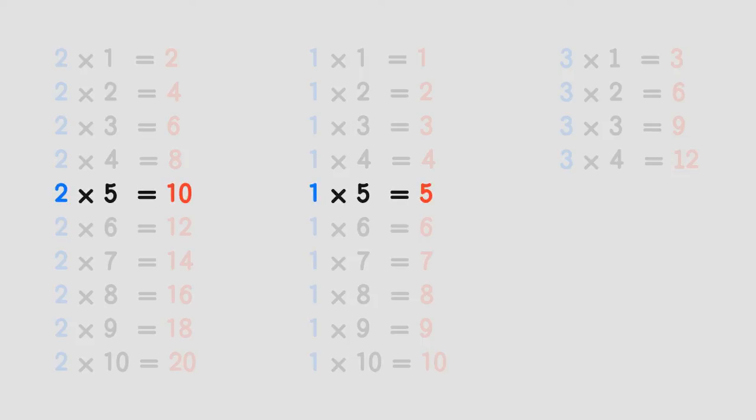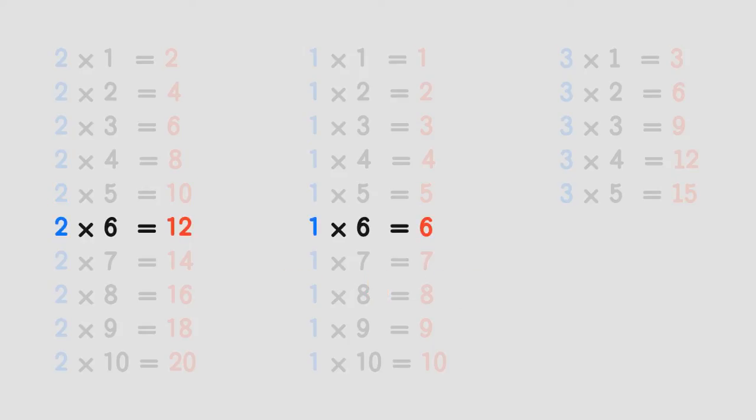If 2 times 5 is 10, and 1 times 5 is 5, 3 times 5 must be 15, because 10 plus 5 is 15. If 2 times 6 is 12, and 1 times 6 is 6, 3 times 6 must be 18, because 12 plus 6 is 18.